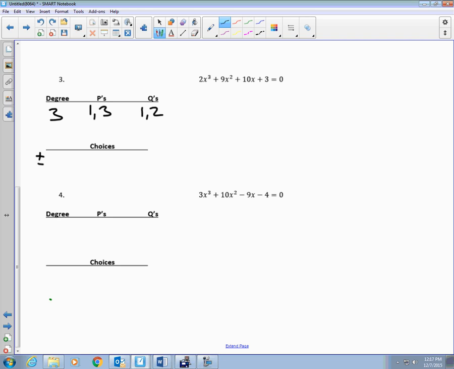So I have plus or minus 1, and then plus or minus 3 over 1. Okay, so I took each one of my p's and divided it by 1. Now I take each one of my p's and divide it by 2. So I've got plus or minus 1/2 and plus or minus 3/2.